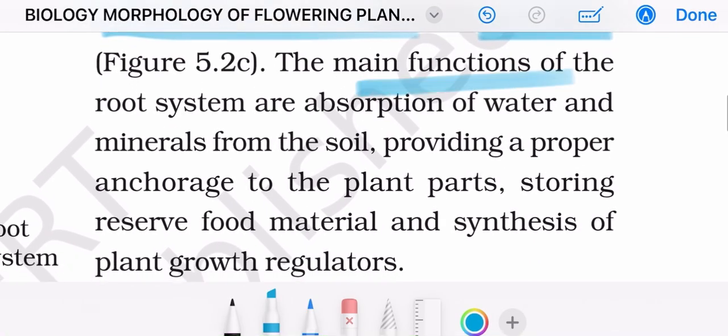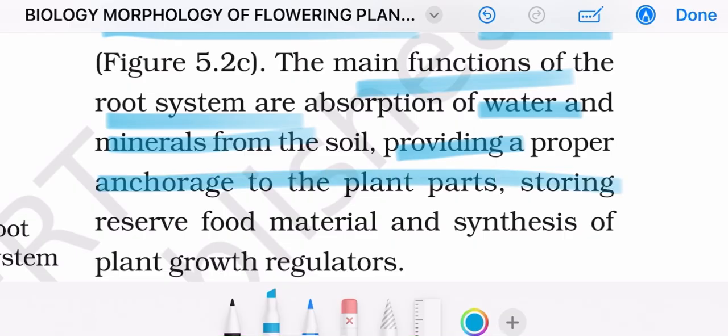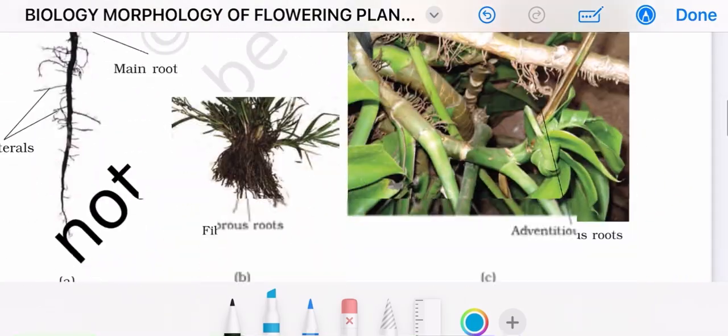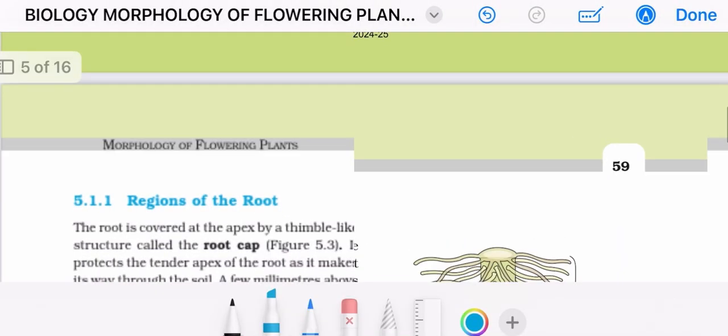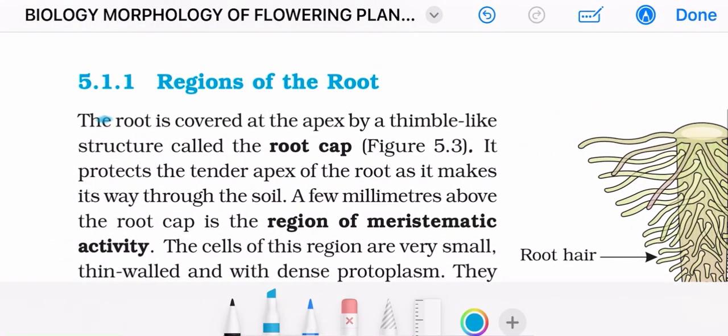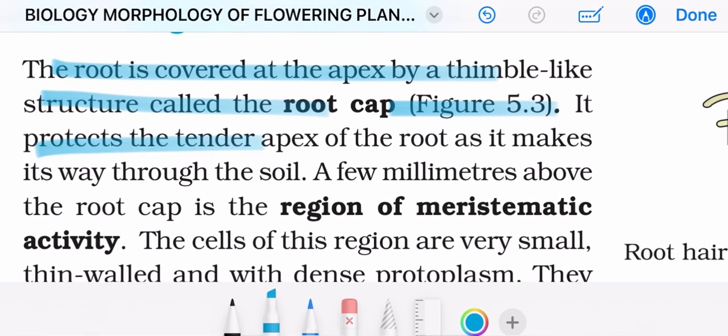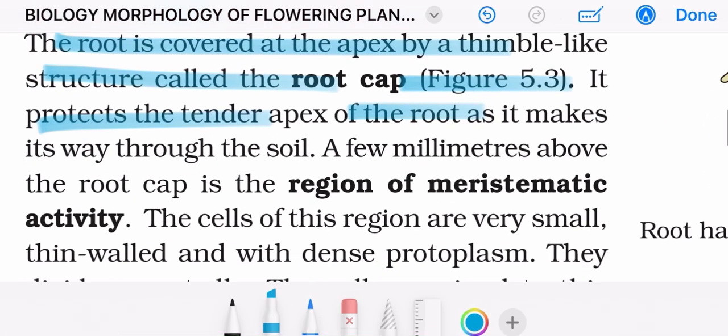The main functions of the root system are absorption of water and minerals from the soil, providing proper anchorage to the plant parts, storing reserve food material and synthesis of plant growth regulators. Regions of the root: the root is covered at the apex by a thimble-like structure called the root cap. It protects the tender apex of the root as it makes its way through the soil.